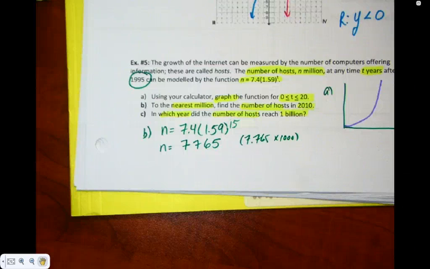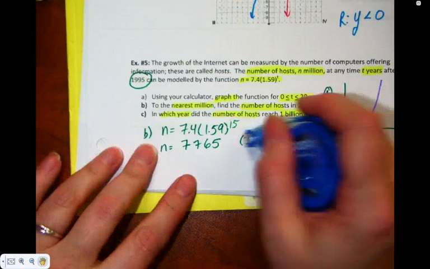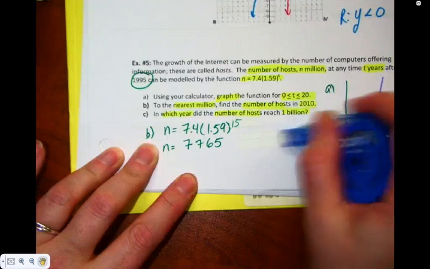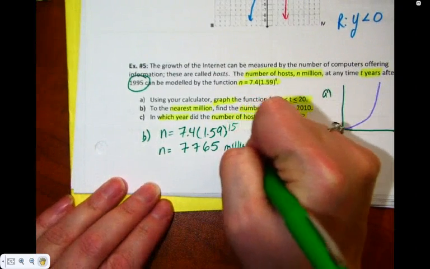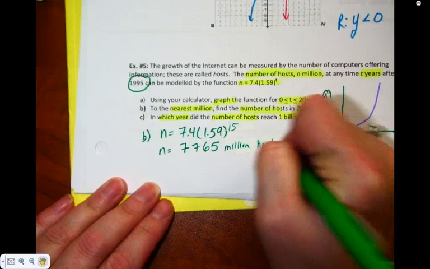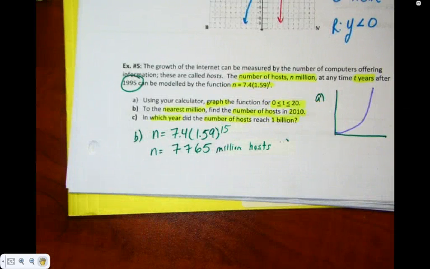I didn't get 7.765. Oops, somebody want to confirm? I got 7,765. Oh, did it give it straight away? Yeah. Then just ignore me then. Adding the unit: years.